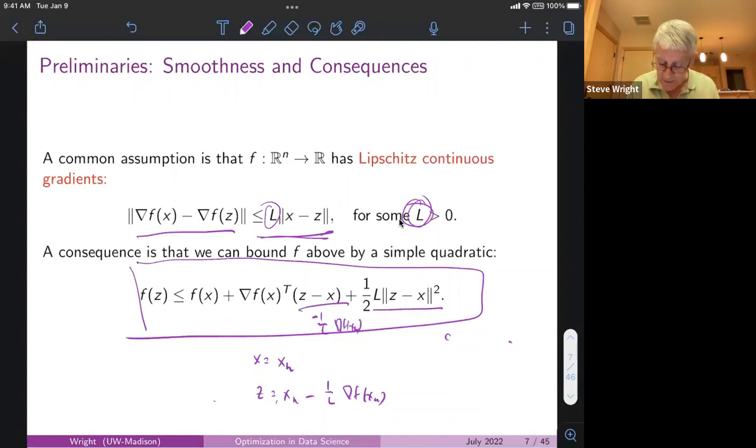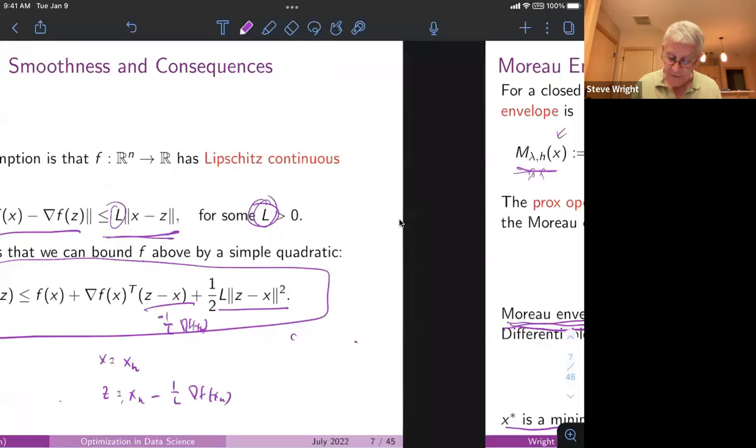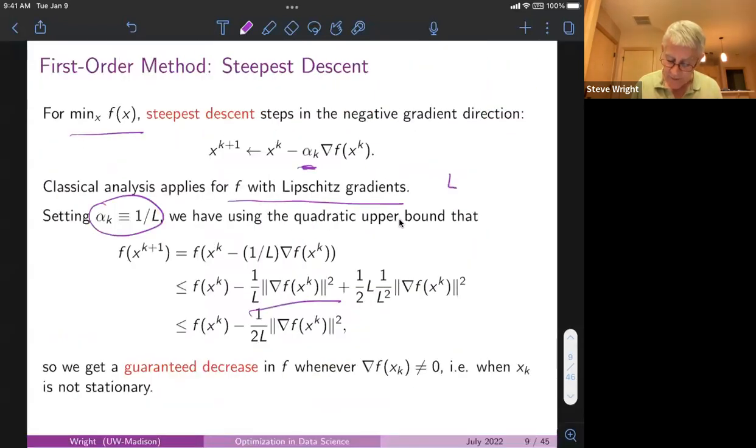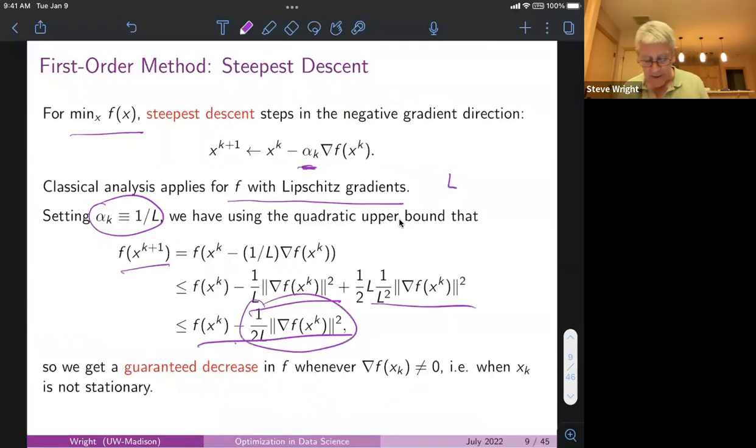Okay? And then this term here is going to be the norm of that thing. So if I make all those substitutions, you can see I've done that there and there, I end up with the property that f of xk plus 1 is bounded above by f of xk minus this positive quantity here, 1 over 2L times the gradient of f squared. Okay, so we get a guaranteed improvement.